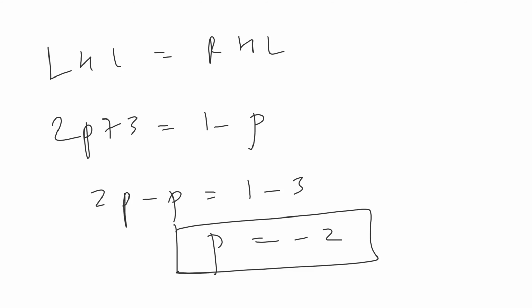Just a second. 2p plus p. So this is plus p, and this is minus 2 by 3.